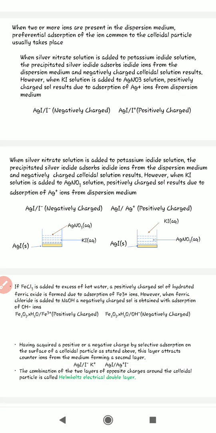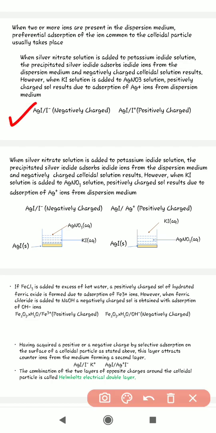When two or more ions are present in the dispersion medium, preferential adsorption of the ion common to the colloidal particles usually takes place. When silver nitrate solution is added to potassium iodide solution, the precipitated silver iodide adsorbs iodide ions from the dispersion medium. A negatively charged colloidal solution results. However, when KI solution is added to silver nitrate solution, a positively charged sol results due to the adsorption of Ag+ ions from the dispersion medium.